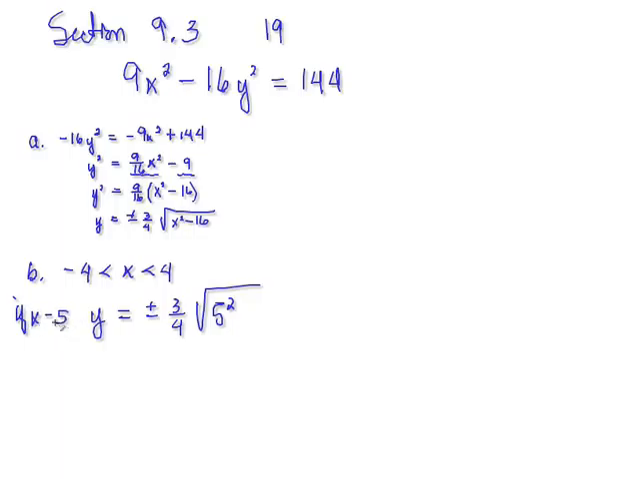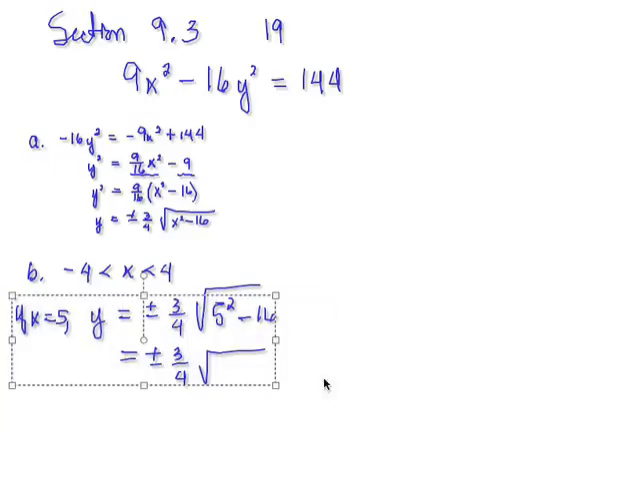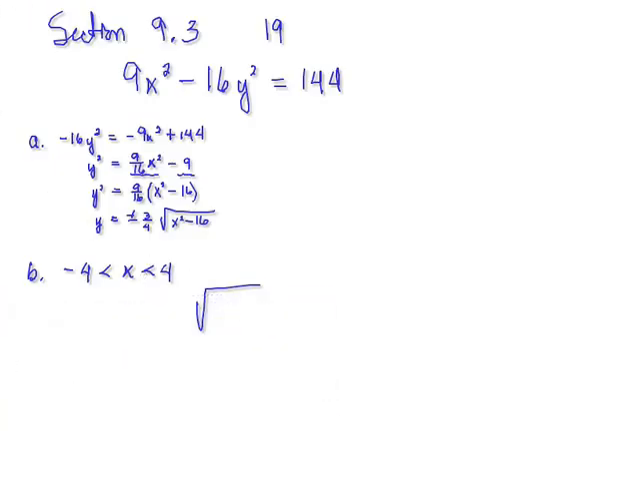If x equals 5, y is going to equal plus or minus 3/4 times the square root of 5 squared minus 16, which is 25 minus 16. Do you see the problem? No, that's not a problem. I can do that. X is 5, it's okay. Oh wait a minute, yeah, I'm okay. X can be anything.